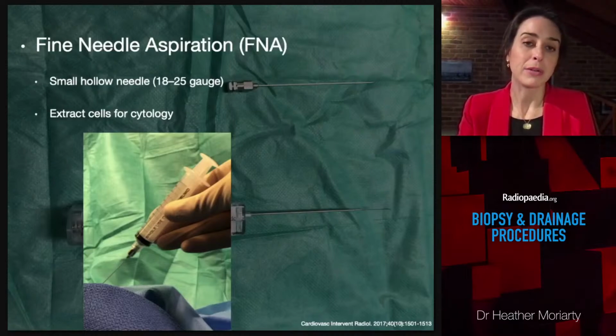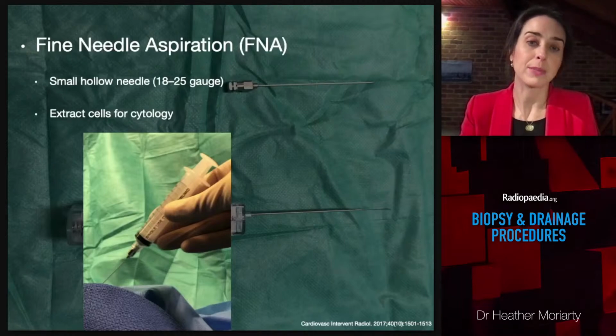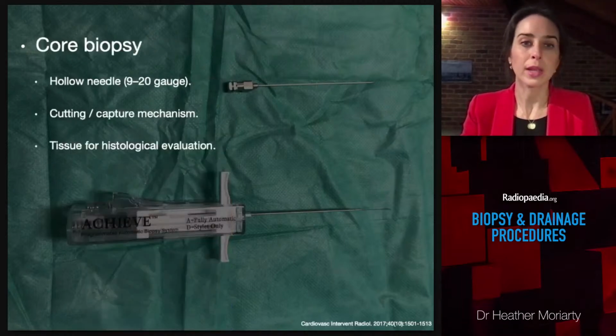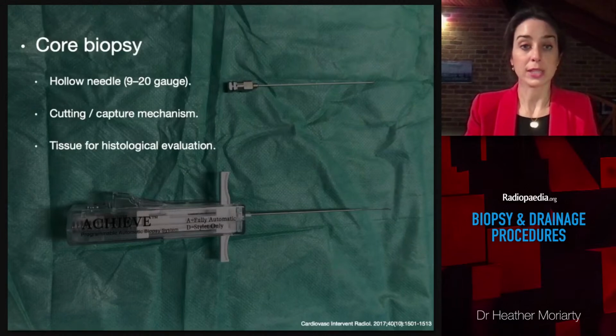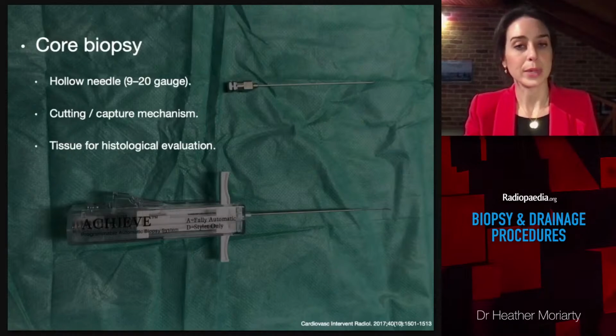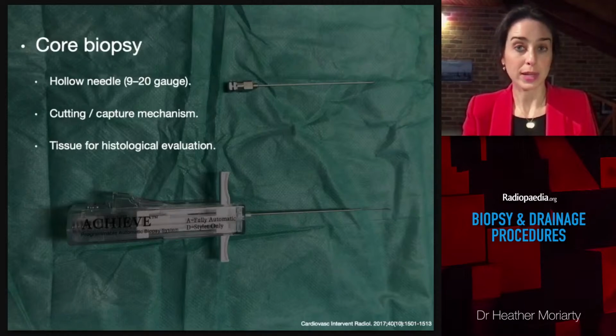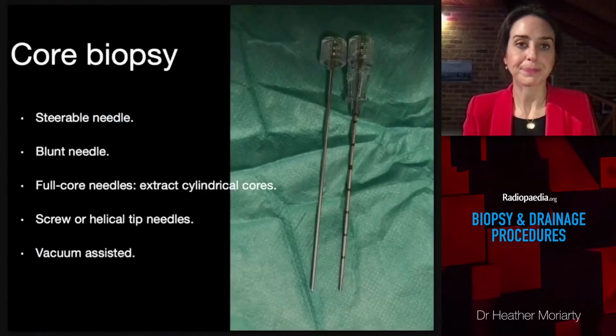FNA has been around for a long time, and there is still a role for it, though core biopsy is much more common now. Core biopsy uses bigger needles, usually 9 to 20 gauge, and results in a piece of tissue for histology. By far the most commonly used are automatic or semi-automatic core needle biopsies, and the length of the throw is usually 1 to 2 centimetres. Some manufacturers allow you to adjust the length of the throw for the biopsy.